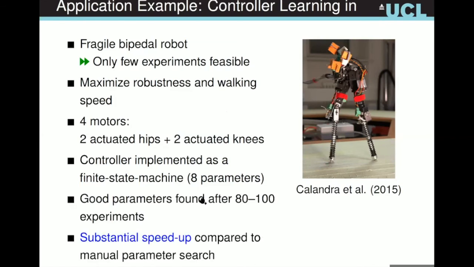We found good parameters after about 80 to 100 experiments. And we could do these 100 experiments in about 6 hours. So that means compared to the 2 weeks that we had before for finding these controller parameters through manual tuning, we achieved a really substantial speed up by breaking this down to something you can actually do in half a day or maybe a day. And I wanted to show you a short video of what this looks like in practice.